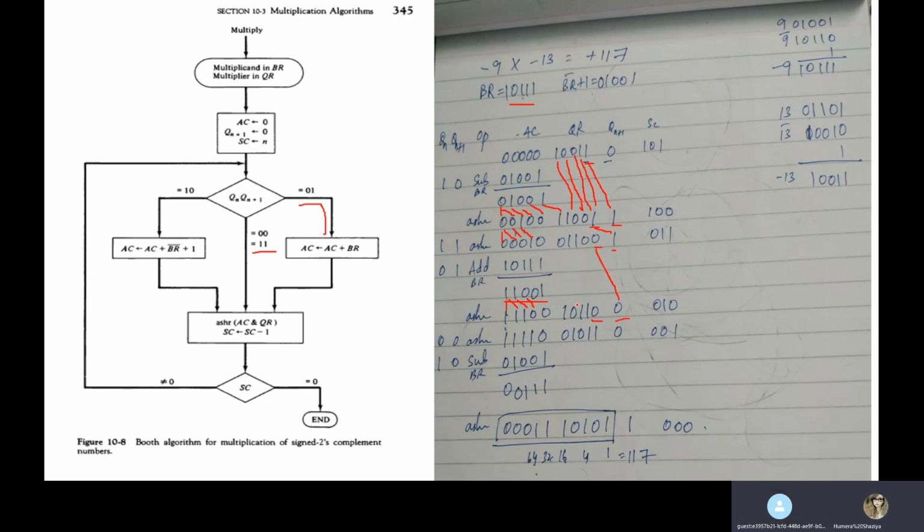Subsequently, Qn and Qn plus 1 turn out to be 0 0. When both are 0 0, you don't have to perform addition or subtraction. Instead, you just perform arithmetic shift right. Here, again, this bit is preserved because it is the sign bit, and you move the bits towards the right. Finally, Qn, which is the serial out, goes into Qn plus 1 to give us the 1 0 combination.